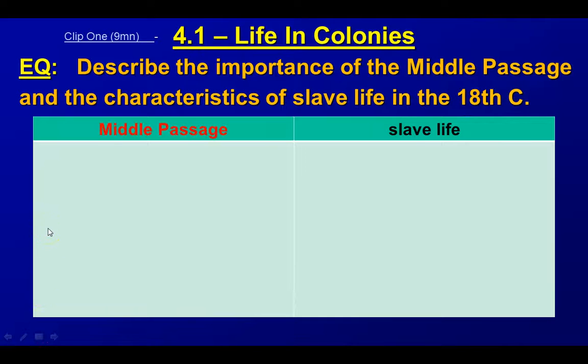All right, here is the first lesson of chapter 4. We got one more after that, and we're done with our colonial America, describing the importance of the Middle Passage and the characteristics of slave life in the 18th century. We looked at a video clip there that kind of populated that chart for us a little bit and described what that was all about.